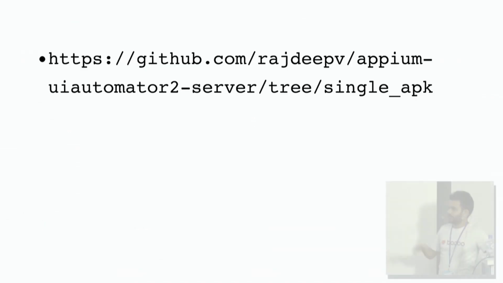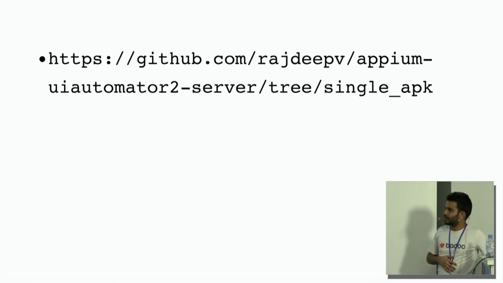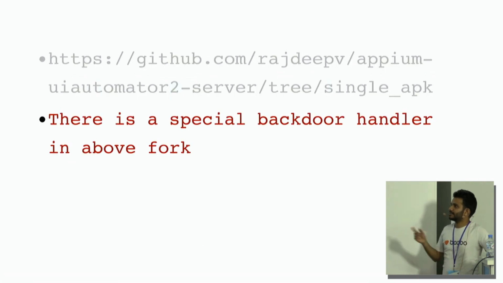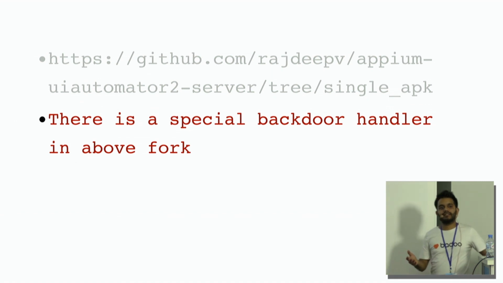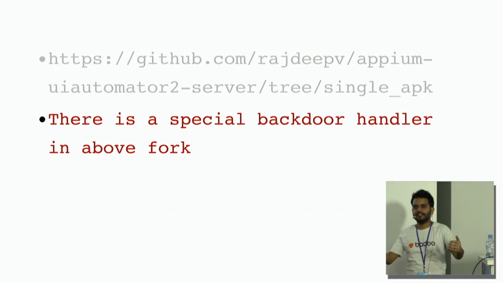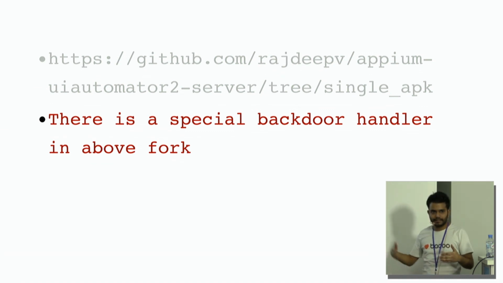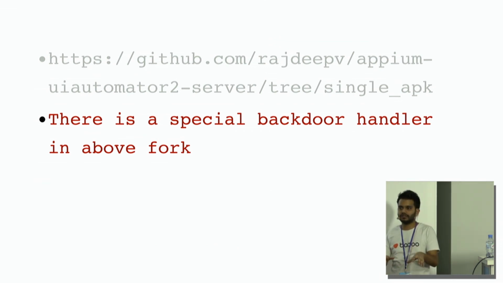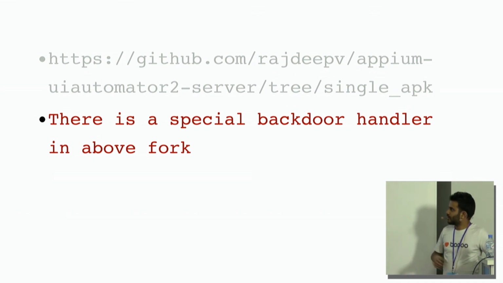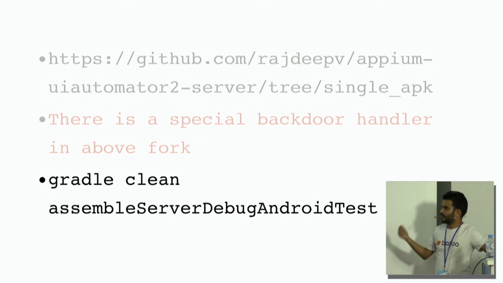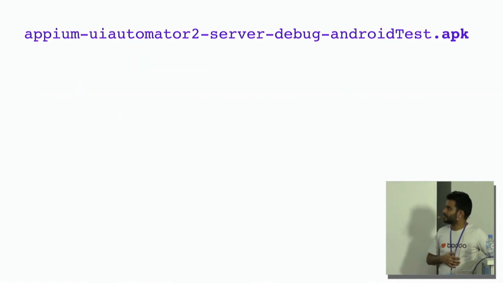So this merging part is already done in one of the forks which I maintain, and there is a special backdoor handler in this particular fork. So this backdoor handler, basically when the client sends that I want to call these and these methods, parses the JSON data and queries the context of the application under test, and using some reflection APIs finds the classes and the methods on which it wants to invoke, and invokes them. So it's as simple as you do a build in this fork and you get this APK.